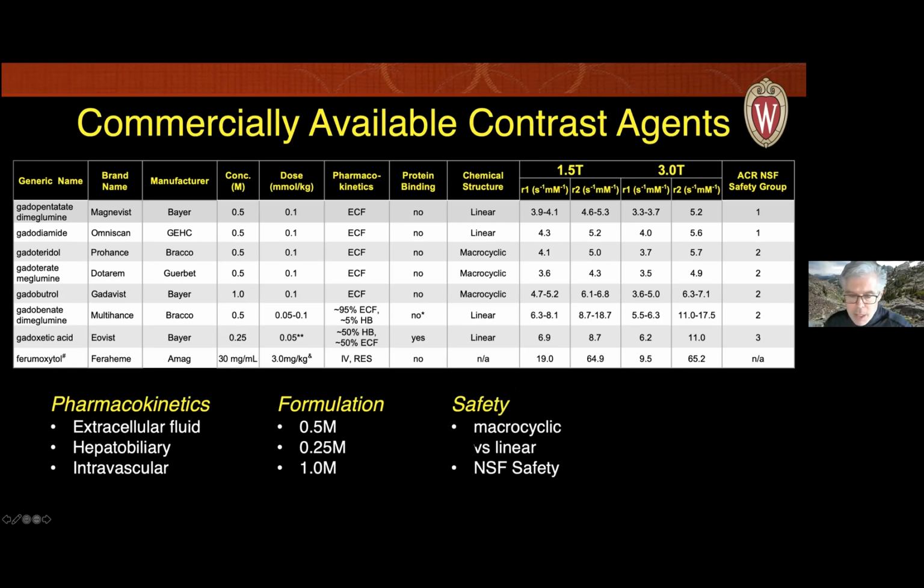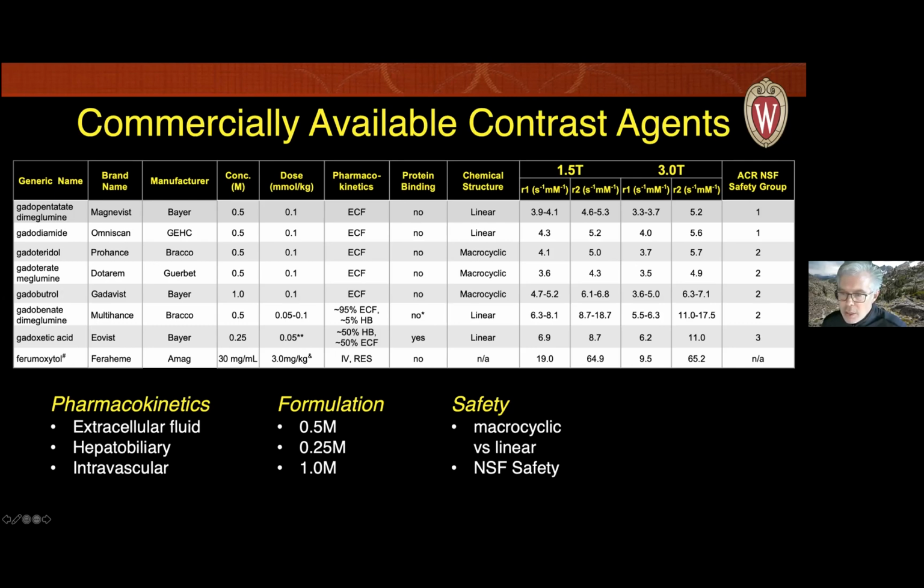I should put safety in quotes here a little bit. Some people like to break down between macrocyclic and linear. I think that this gets into some of these gadolinium deposition issues, which I'm certainly happy to talk about. NSF safety certainly does matter as well, and that's really captured over here in the NSF safety group. You'll note that there are only a couple of agents. In fact, I think Magnavist has been taken off the market, so there's really only one group 1 agent. Those are the agents that are associated with NSF in patients with renal failure.